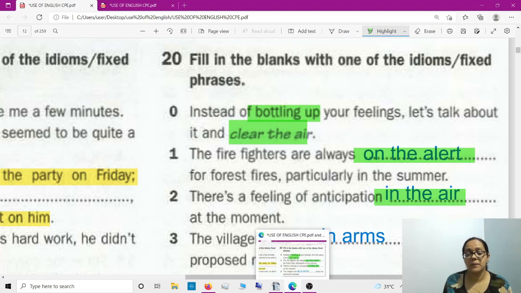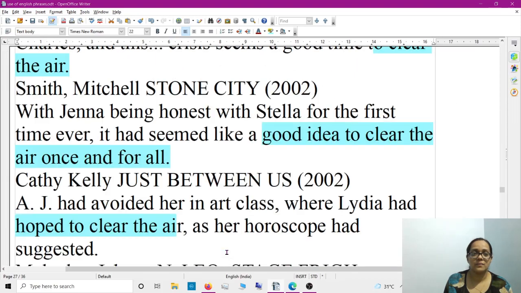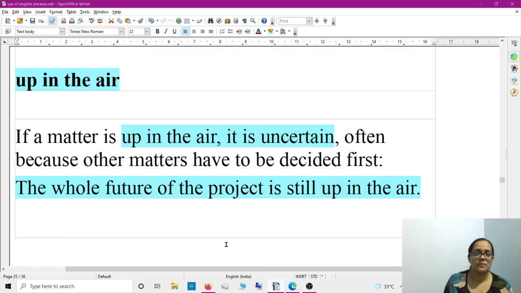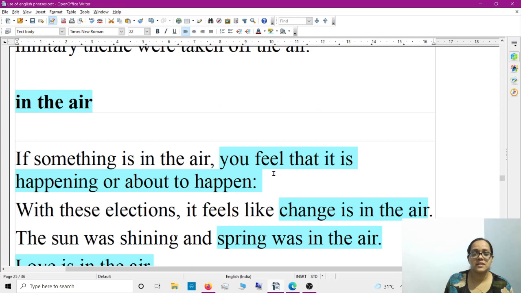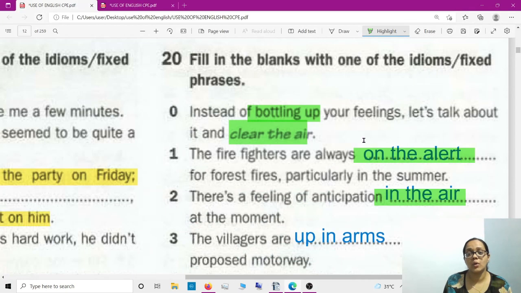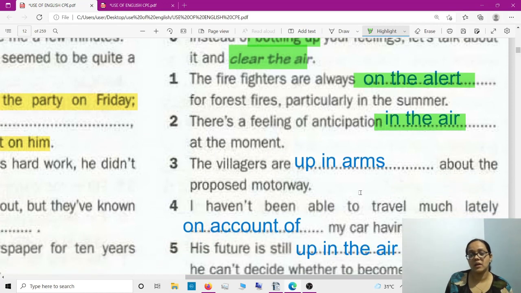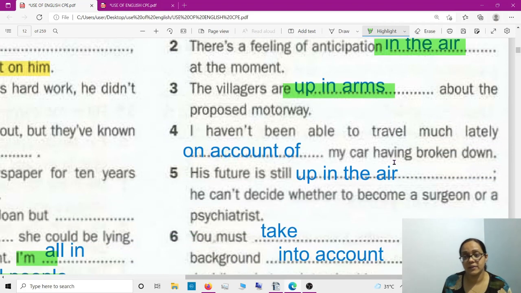So what do you mean by in the air? In the air means about to happen. You feel that it is going to happen. There is a feeling of anticipation in the air. It's going to happen at the moment. The villagers are up in arms about the proposed motorway and got angry.